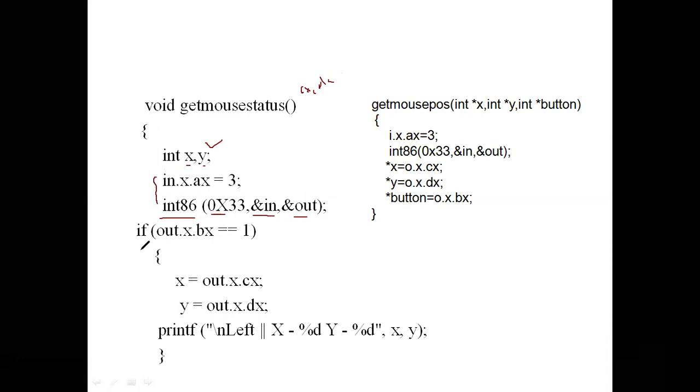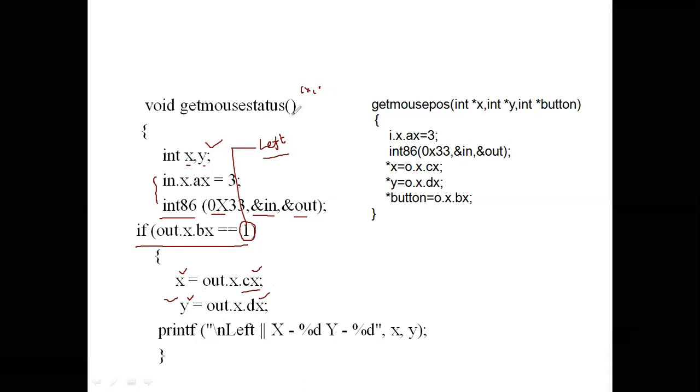Now here I'm trying to say that if the button status is equal to 1, which button is pressed? That is the left button. If the left button is pressed, then give the value of x and y, that is out.x.cx and out.x.dx. CX holds the value of x, and DX holds the value of y.